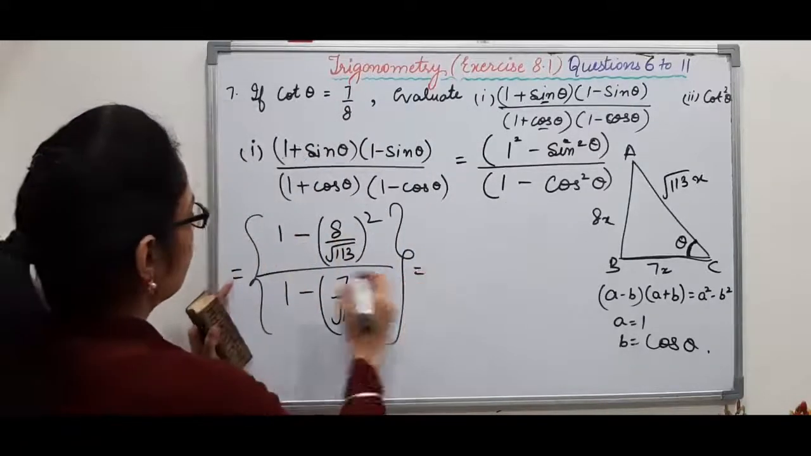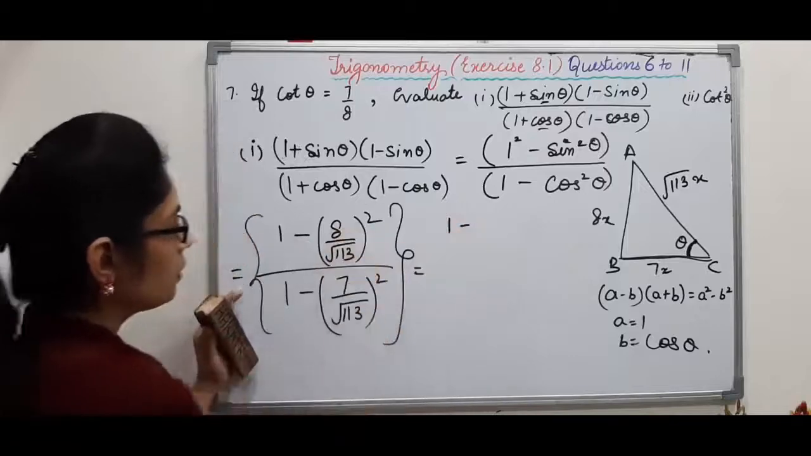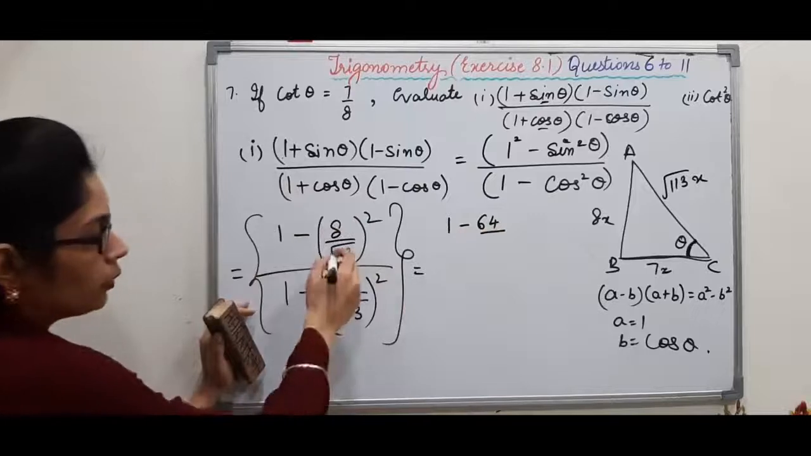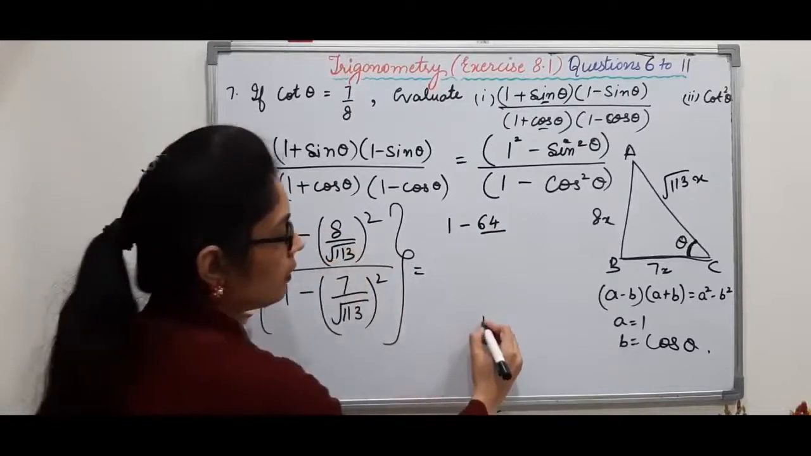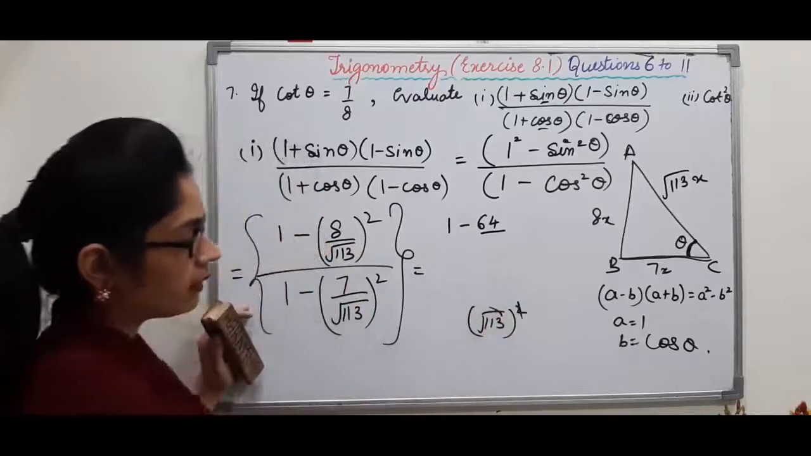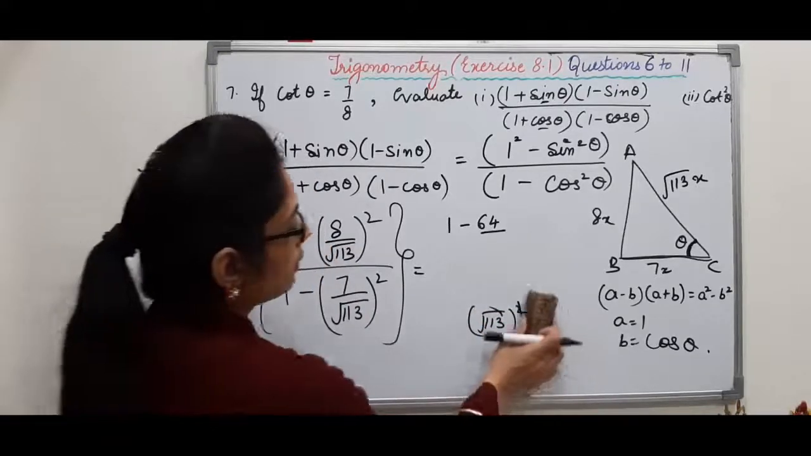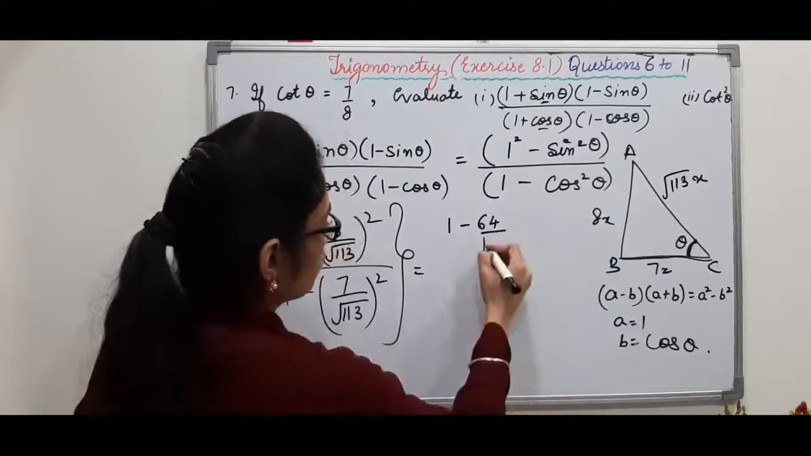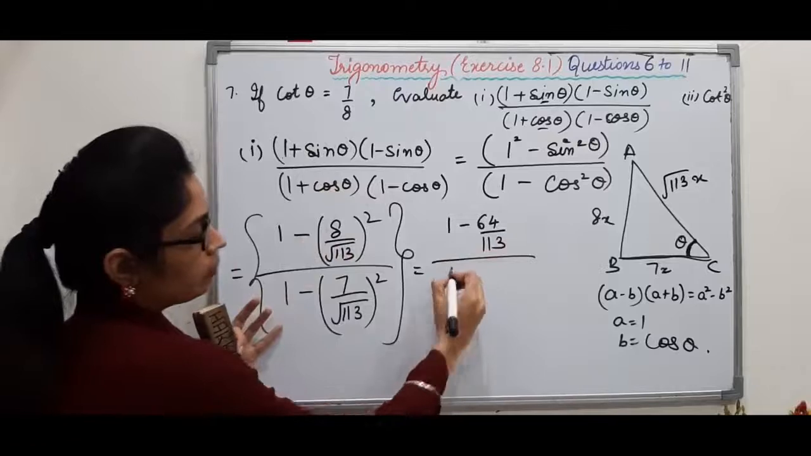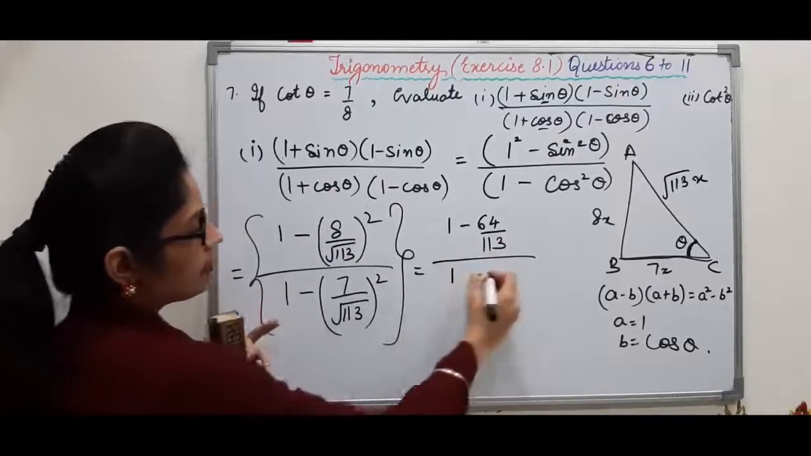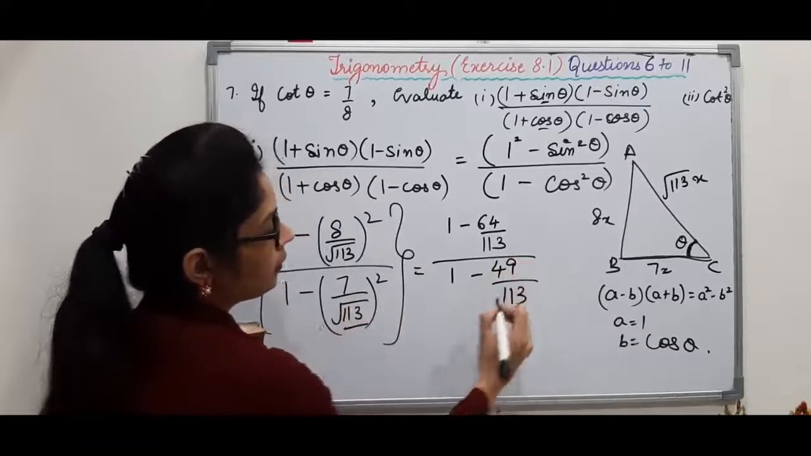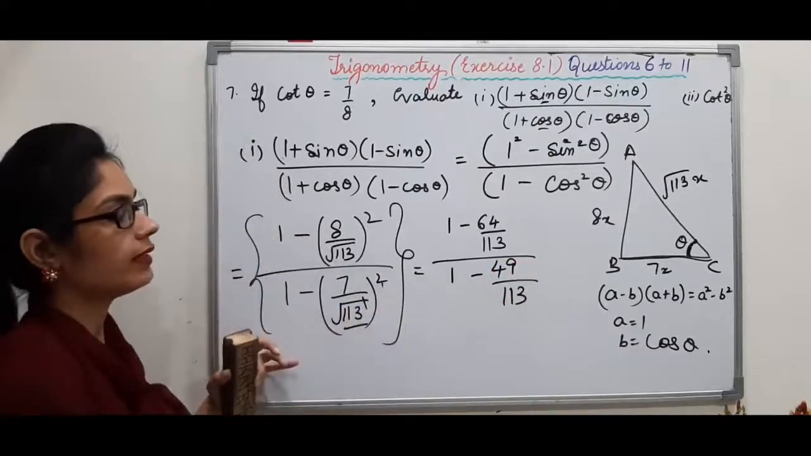Now, 1 minus the square of 8, which is 64, and the square of this root. See, this is under root 113, so its square: the root and square will get cancelled, so we will get 113. Again here, 1 will remain the same minus 7 square, which is 49 upon 113. I have already explained this, root and square will get cancelled.